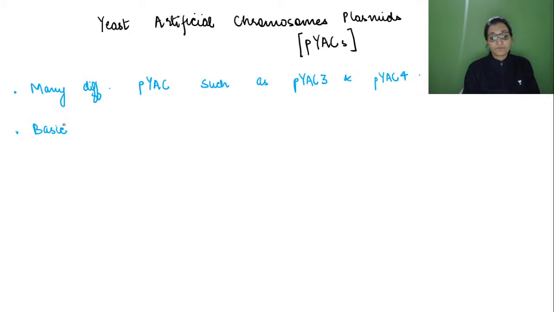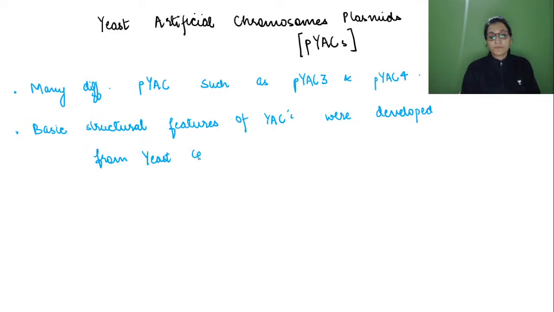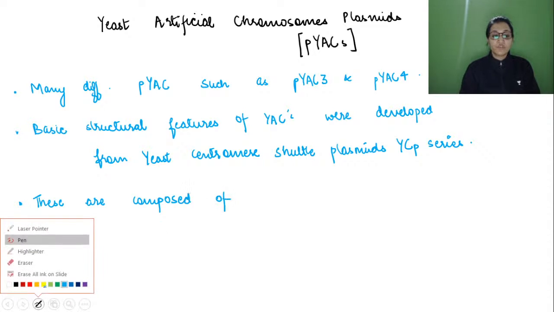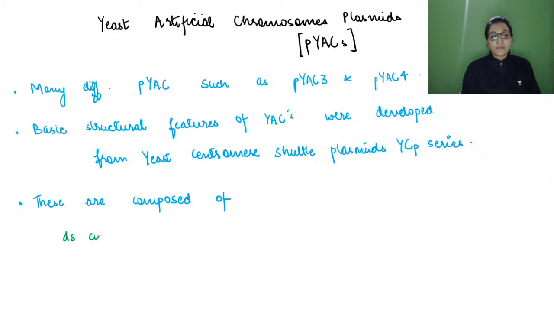So the basic structural features of yeast artificial chromosomes were developed from the yeast centromere shuttle plasmids, the YCp series, and these are composed of, what are they composed of? They are composed of double-stranded circular DNA.